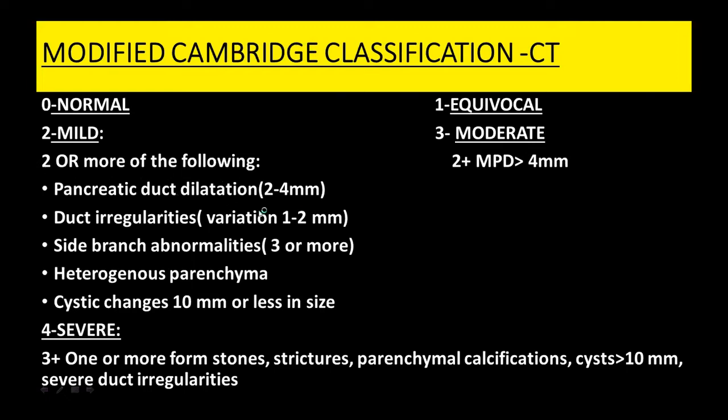Pancreatic duct dilatation between 2 to 4 mm, ductal irregularity or variation of 1 to 2 mm, side branch ectasia involving 3 or more branches, heterogeneous parenchyma due to pancreatic fibrosis, and cystic changes which are 10 mm or less in size. The moderate form of chronic pancreatitis has features of mild pancreatitis, plus MPD dilatation greater than 4 mm in size. And in the severe form of pancreatitis, there are stones, strictures, parenchymal calcification, cysts greater than 10 mm in size, and severe ductal irregularities.